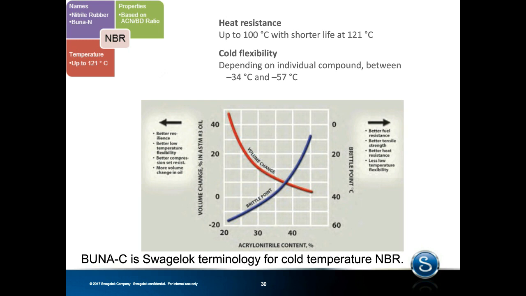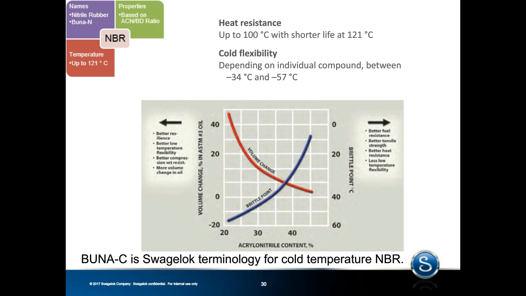The cold temperature flexibility can vary quite a bit, ranging from -34 to -57 C, based on the specific nitrile compound that you have. I also want to explain, if you've seen in a Swagelok catalog the term Buna-C, this is Swagelok's attempt to help the end user understand the variation in these nitrile seal compounds. So Buna-C refers to those elastomer materials that are compounded specifically for improved low temperature performance.